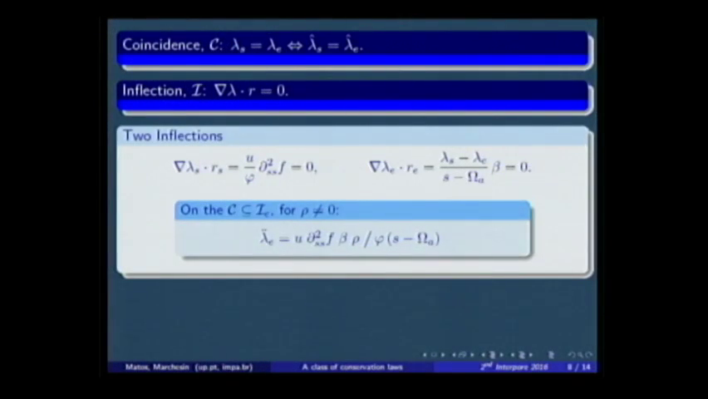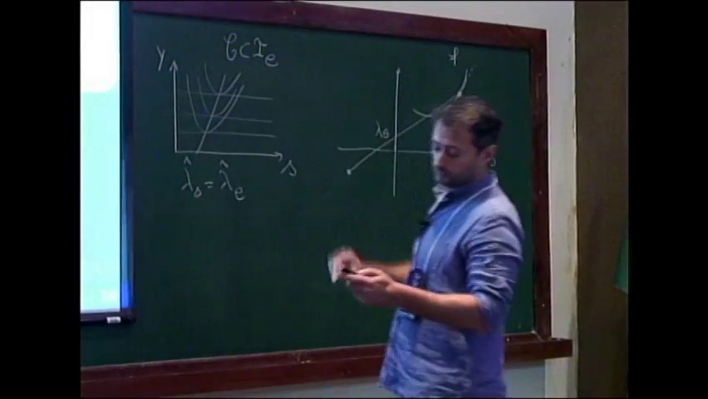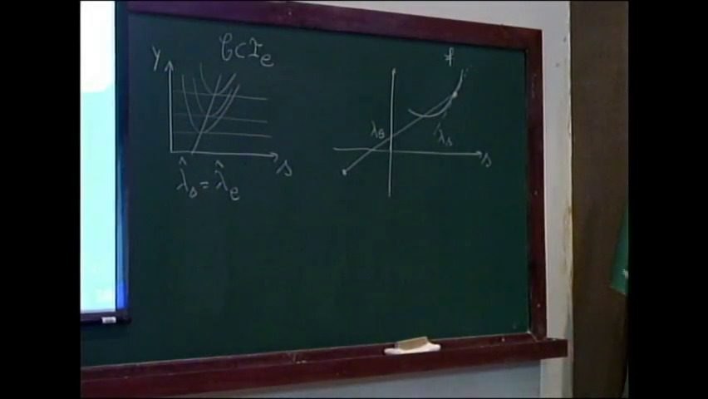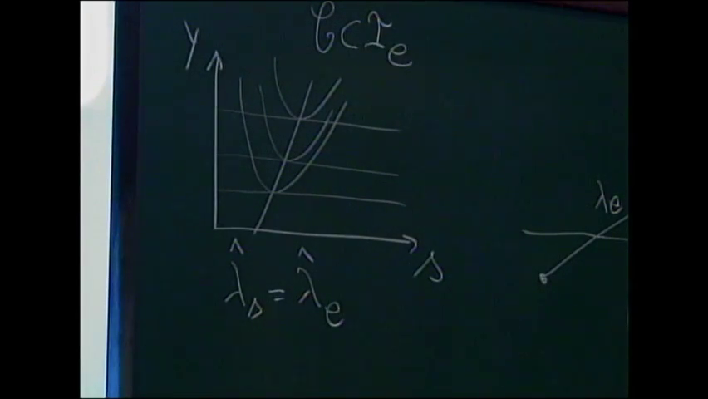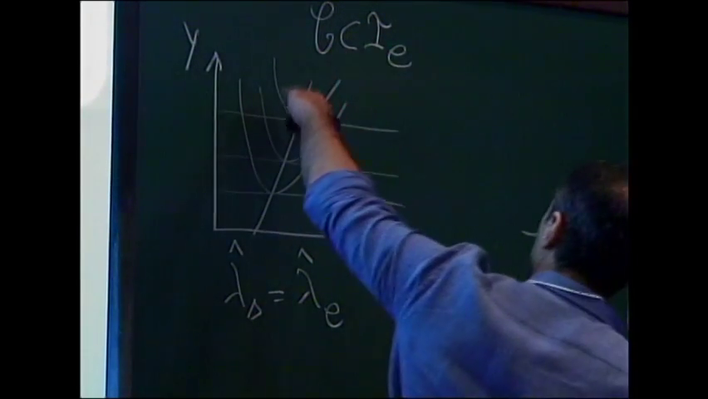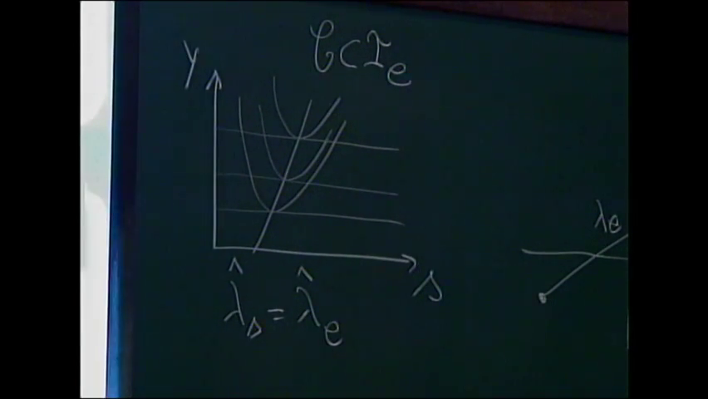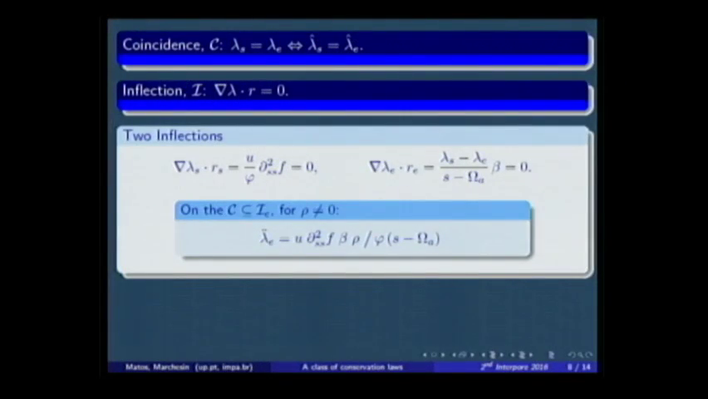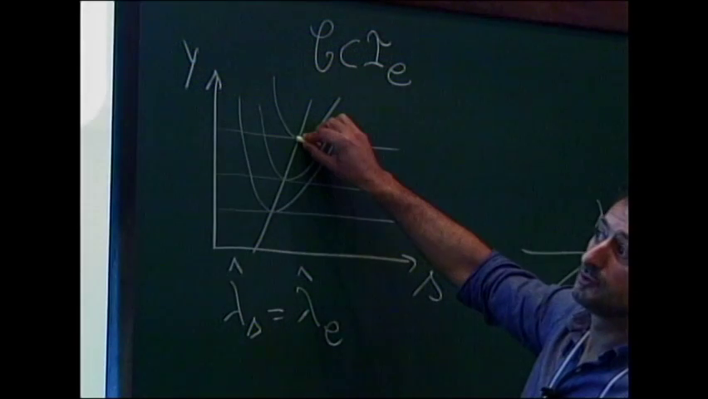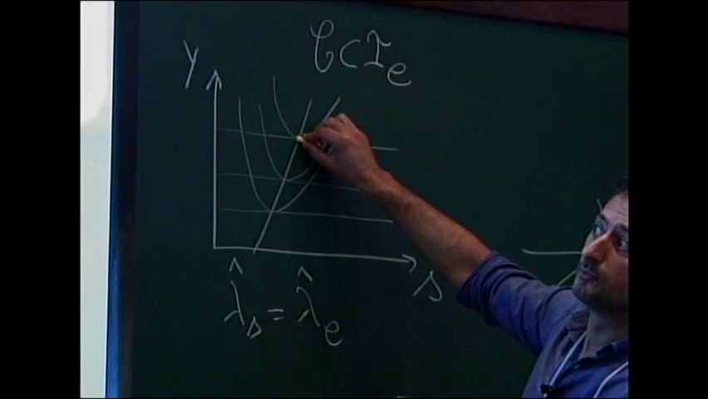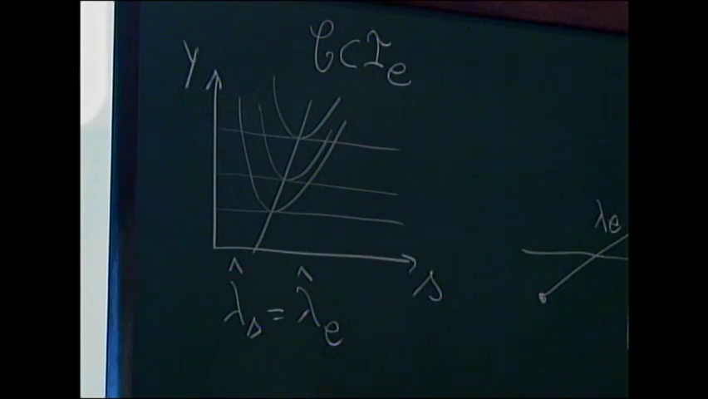At this point, we may compute the second derivative of the eigenvalue across this curve, and we find this here. So we may know if here we reach a maximum or a minimum of lambda E by computing this function.